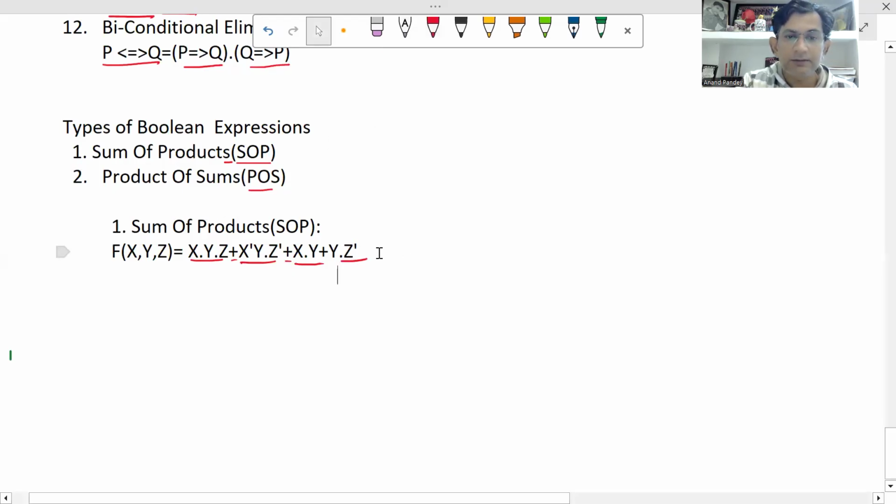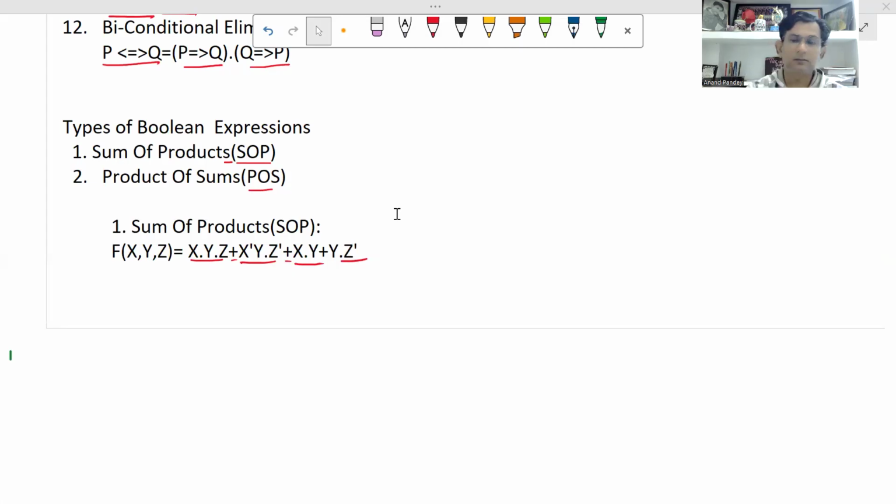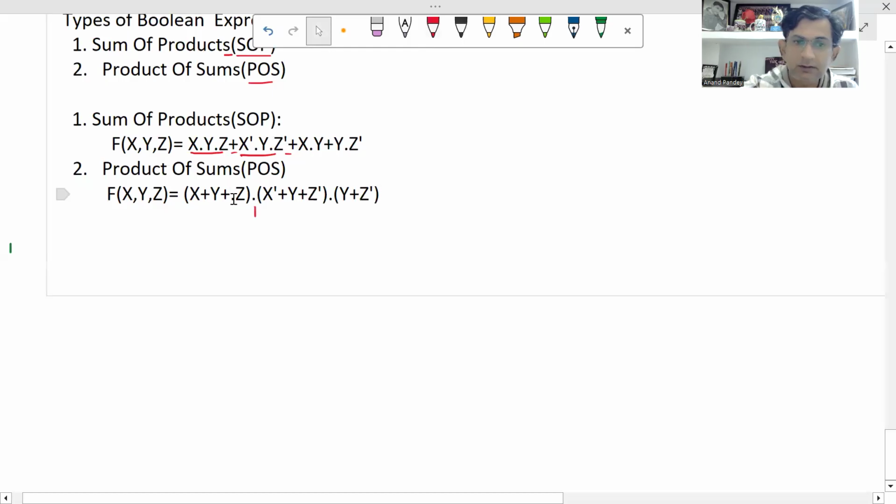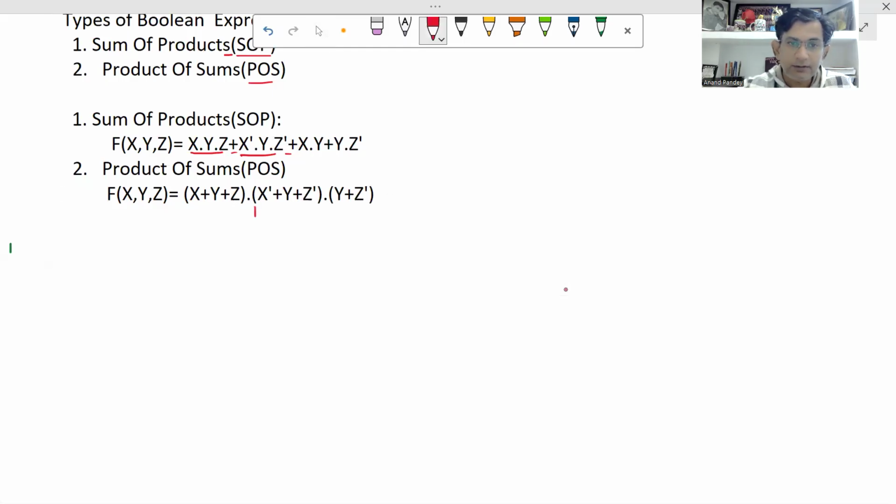Another is product of sums. So this is the example of product of sums. See, POS, product of sums. You can see three sums are here: x plus y plus z, x dash plus y plus z dash, y plus z dash. These are the three sums, and their product, product of sums. So such expressions are called POS. I think now it's clear. I hope you can identify the expression type, whether it is SOP or POS.